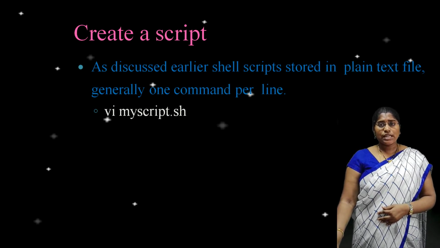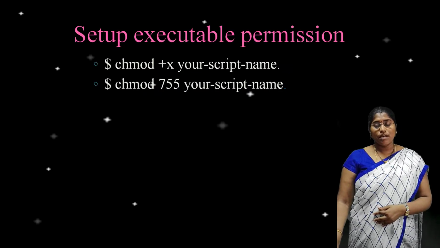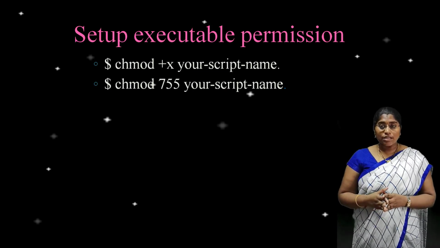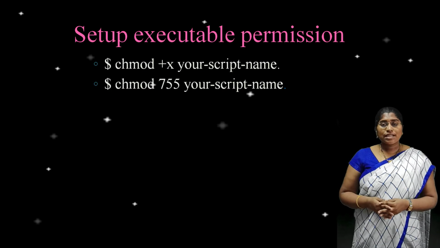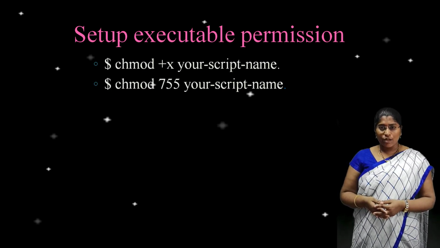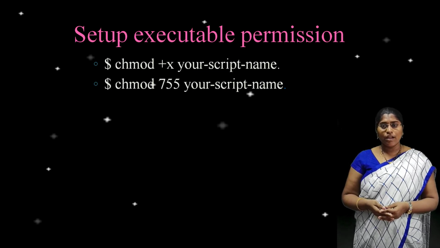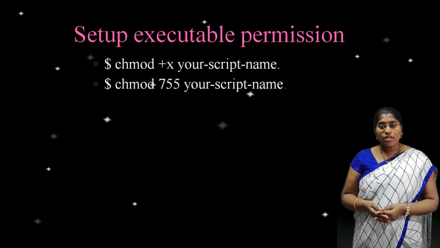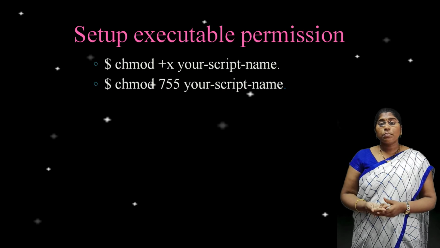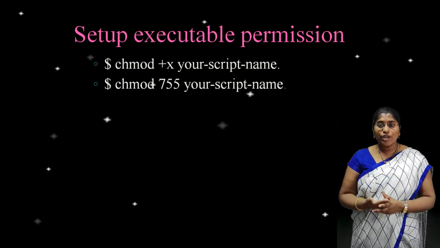Okay, so let's see the next step, that is the second step. It is to set executable permissions. Once the script is created, you need to set up the executable permissions on the script file. Why do we need to add executable permissions to the script file? Without executable permissions, running a script file is almost impossible. Besides the executable permissions, the script must have read permissions. Then only can you execute your script file.